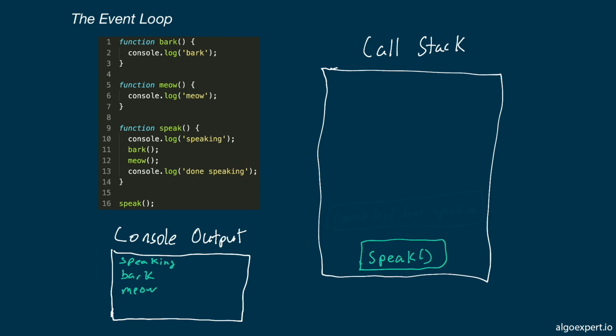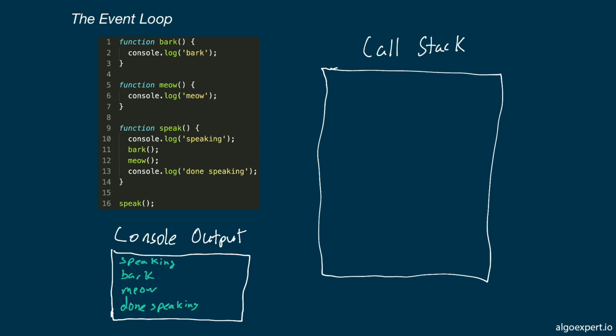pushes console.log onto the call stack one last time, this time with done speaking as the argument. And finally, done speaking will be logged out, and that console.log call will be popped off of the call stack. This is also the end of the speak function, so speak gets popped off of the call stack as well. And now the call stack is empty, which would indicate that there is no code currently running.